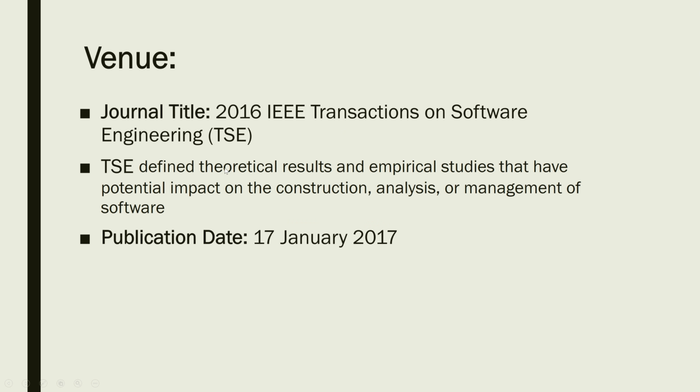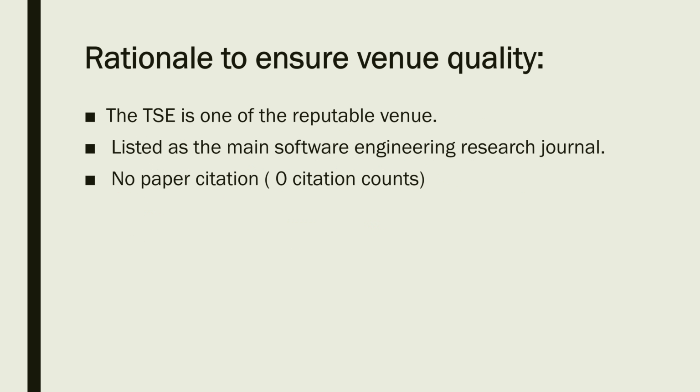TSE defines theoretical results and empirical studies that have potential impact on construction, analysis, and management of software. The scope of these transactions ranges from the mechanism through development of a principle to the application of those principles to specific environments. To determine the venue quality, TSE is one of the reputable venues, listed as one of the main software engineering research journals, and this paper was published at the beginning of this year, so it has 0 citation counts.